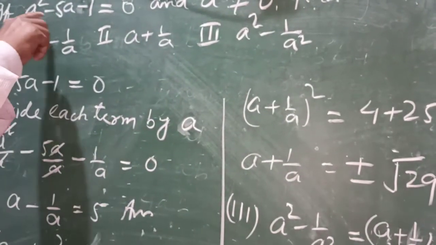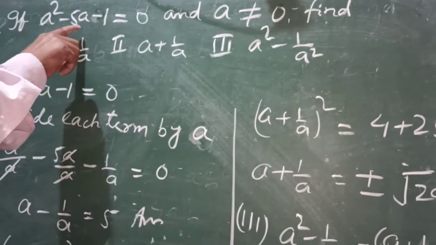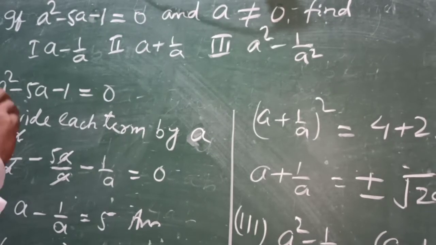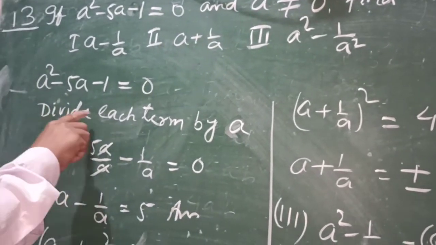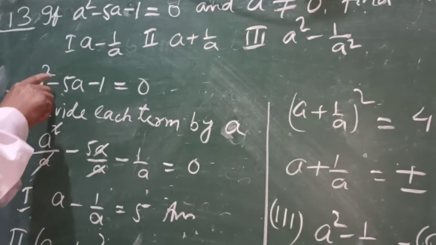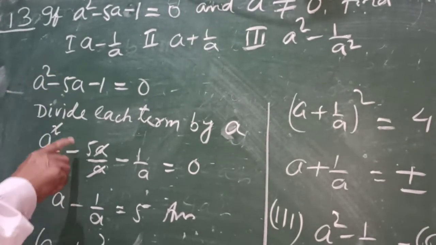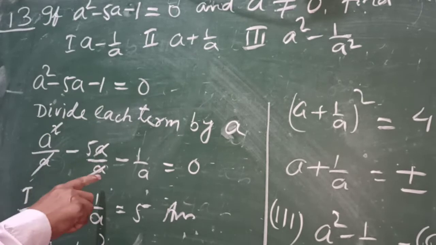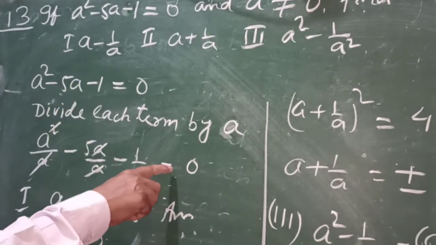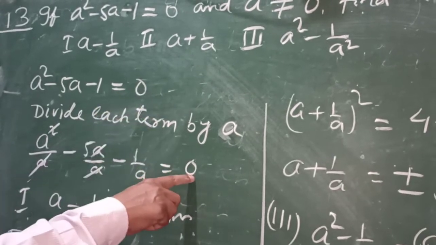You have given a square minus 5a minus 1 is equal to 0. First divide each term by a. Here a square by a minus 5a by a minus 1 by a is equal to 0 by a. You can write 0 here.